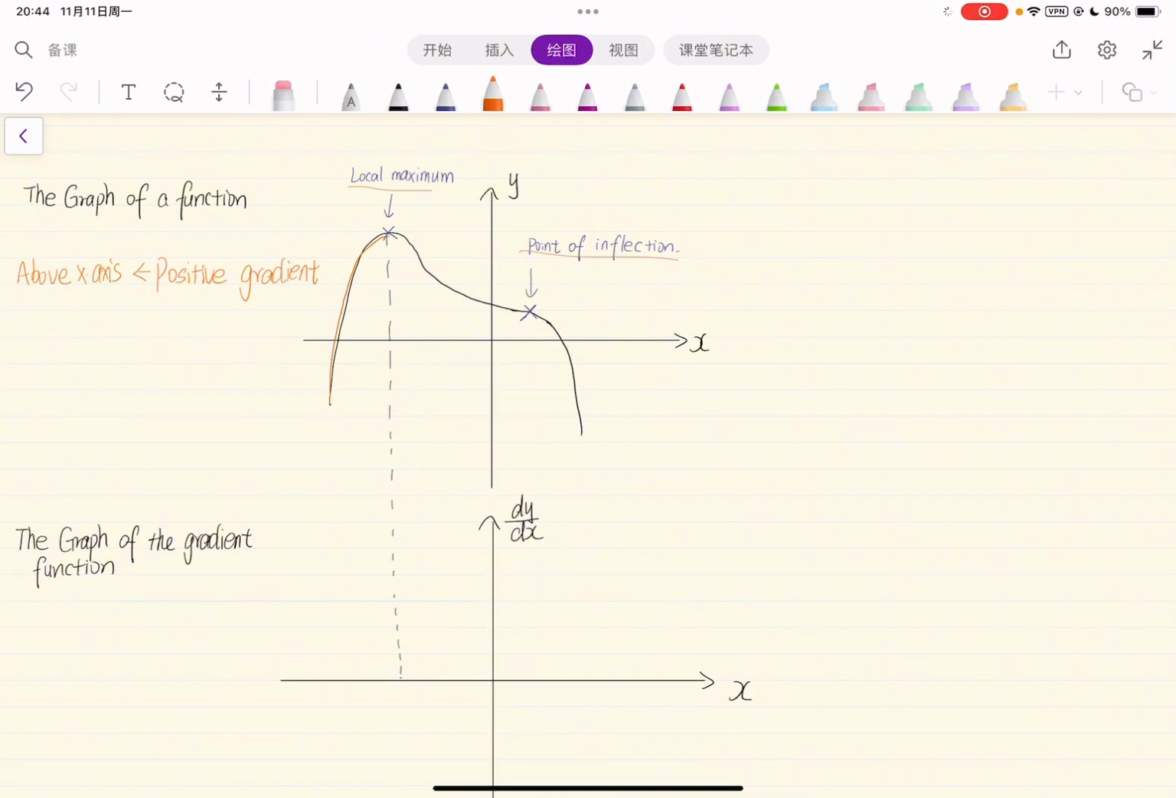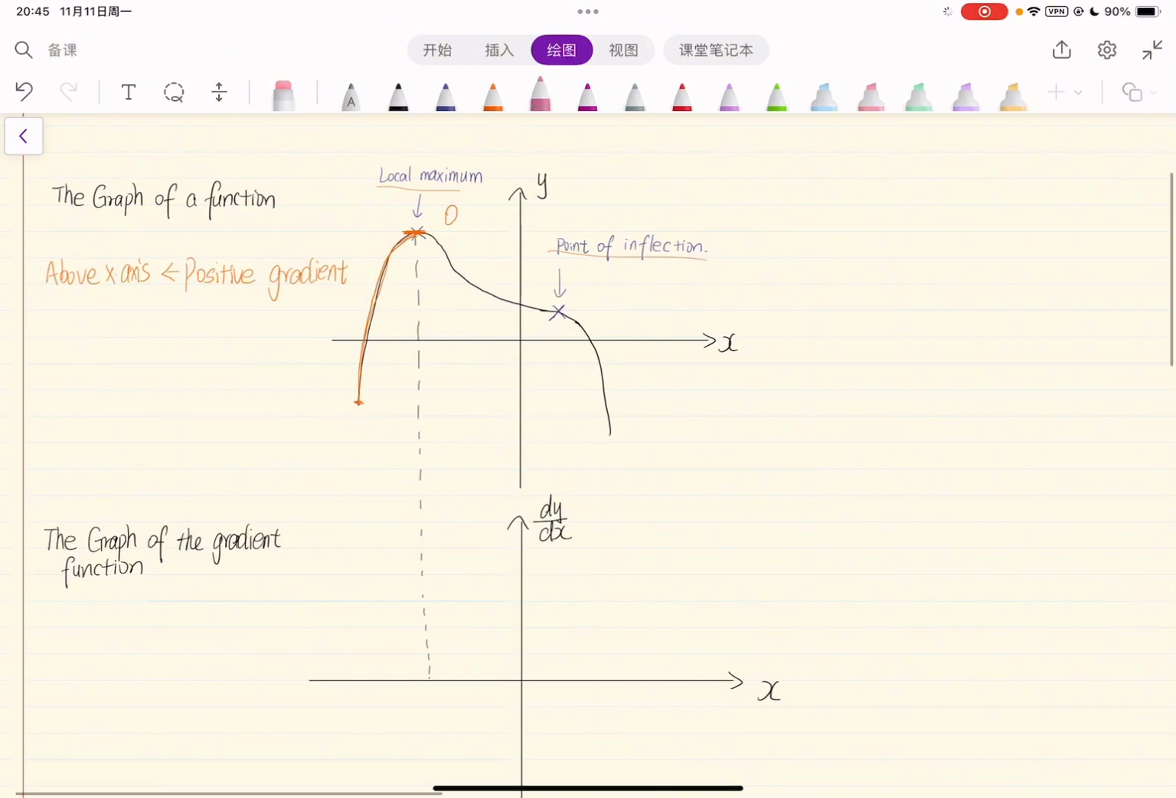And you can see that if we start from here and go along the curve, we meet the local maximum point. Remember that the gradient at any stationary point is 0. So we have the gradient 0 over here, which means the gradient is decreasing to 0.